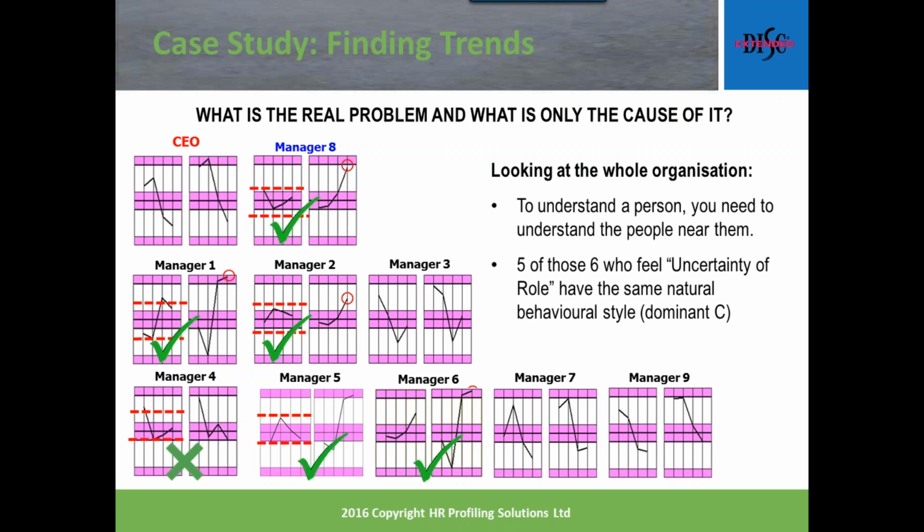So you can see, I guess what I'm trying to reiterate here is you can start to build a picture that both that Manager 8, 1, 2, 5 and 6 actually all have the opposite style to the CEO, which is a high C. Manager 4 has an uncertainty of role, but he's actually a D style. So again, all I'm doing is simply looking at what's in front of me. All the high Cs seem to have this uncertainty of role, including Manager 8. The only one that doesn't is Manager 4.